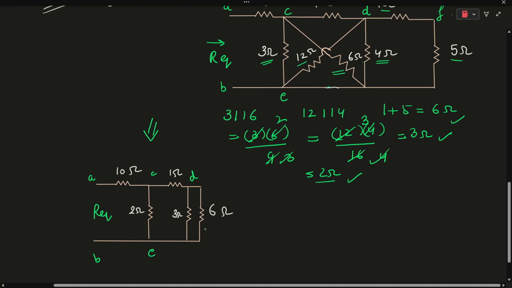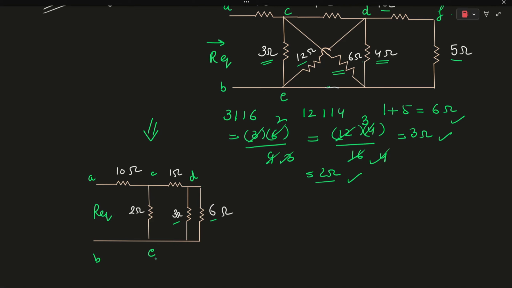As you can see, the 3 ohm and 6 ohm resistors are connected between the same nodes. So they are connected in parallel. So 3 is in parallel with 6. So we are getting a value of 3 into 6 over 9, which is 2 ohms. Okay. Also, this particular 2 ohm equivalent resistor is connected in series with this particular 1 ohm resistor. So the equivalent resistance will be 2 plus 1, which is equal to 3 ohms. Okay.